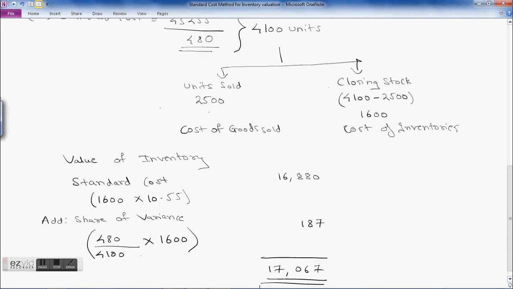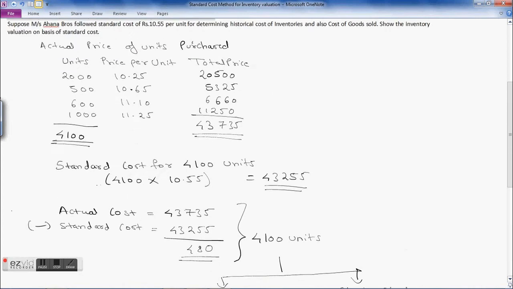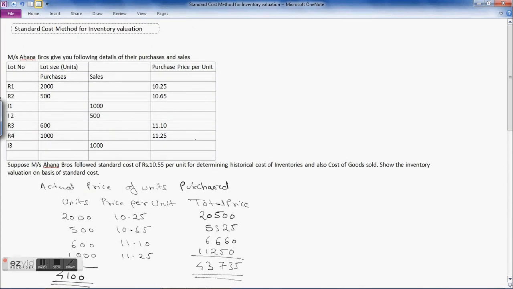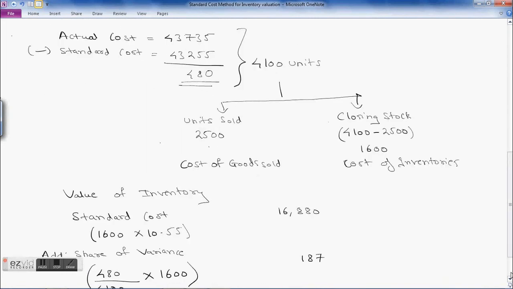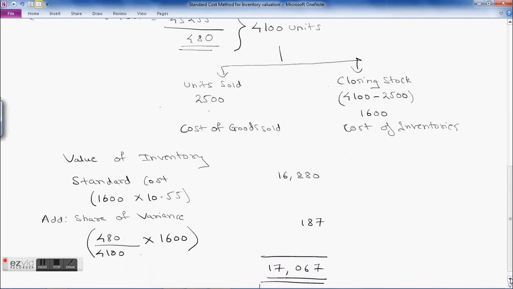So that's all about the standard cost method of valuation. If you see practically, it's not very easy to calculate the standard cost. For calculating standard cost you have to take various market conditions and current factors into consideration. Since this was just an illustration, the standard cost was directly given as 10.55 per unit, but in the day-to-day world we won't be given a standard cost. We will have to calculate it as per our business and as per the market conditions. So that's all about standard cost. Thank you.